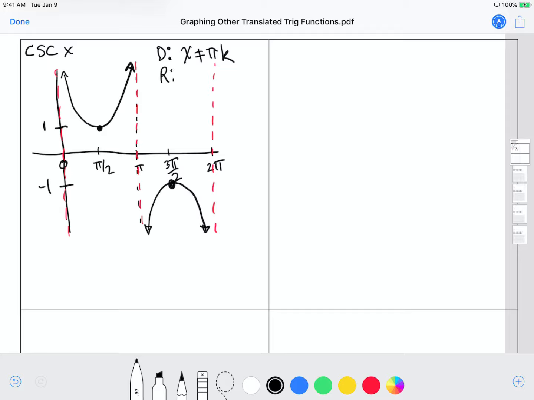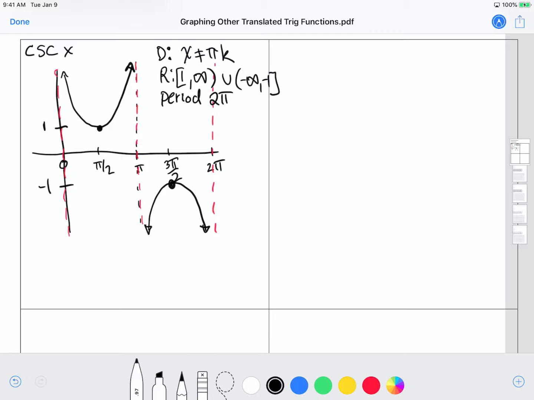Our range is going to be from 1 to infinity, and from minus infinity up to -1. If you notice, there is a blank space where there are no values between -1 and 1. The period for cosecant is going to be 2 pi. It repeats every 2 pi.